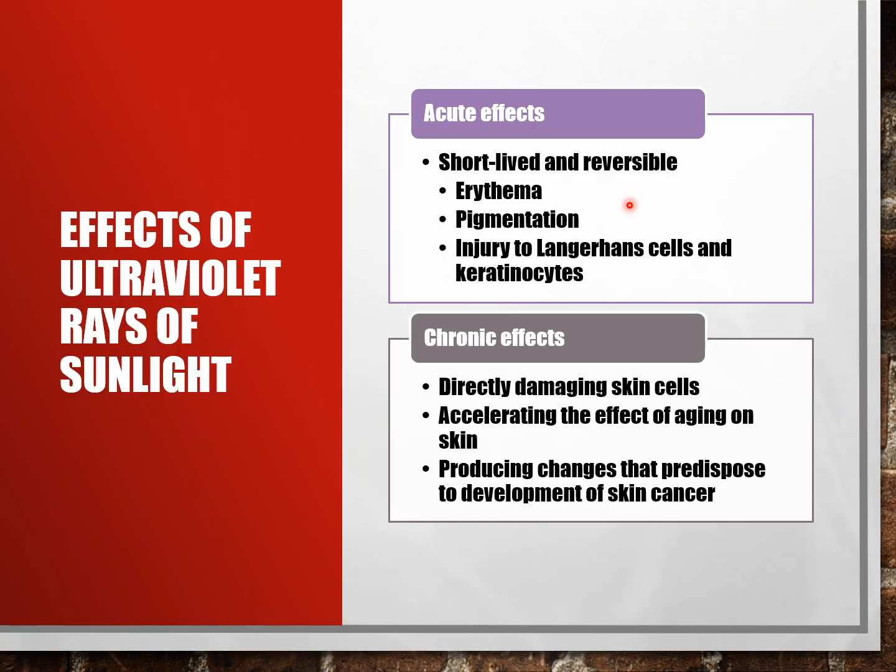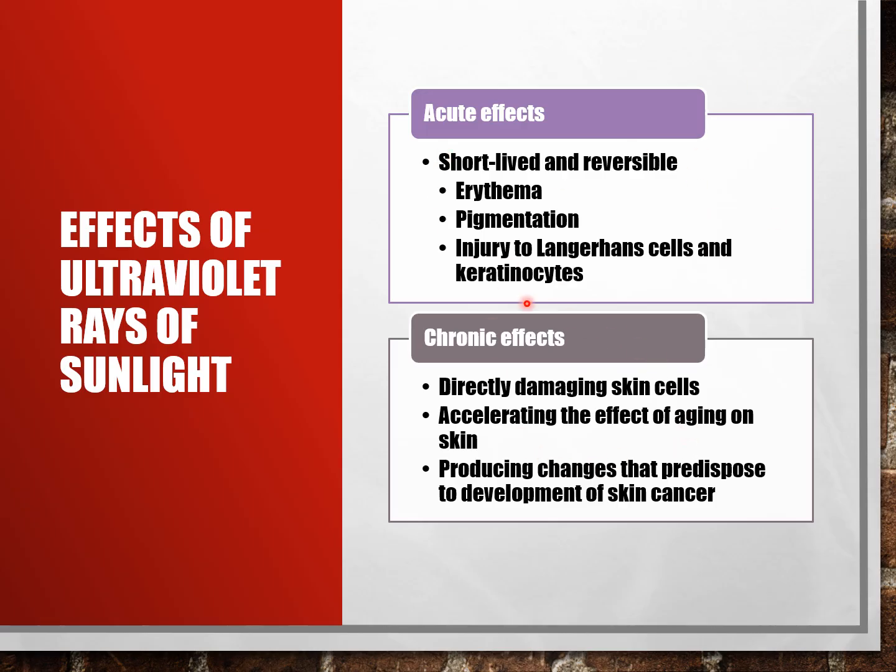So the acute effects of ultraviolet rays of sunlight are those that are short-lived and reversible. So things like erythema or hyperpigmentation of the skin, and injury to things like Langerhans cells and keratinocytes in the skin itself. So these are things like sunburn, suntan, darkened areas of the skin. Those are the acute effects of ultraviolet light.